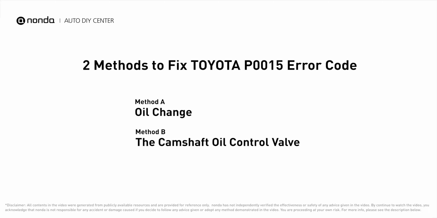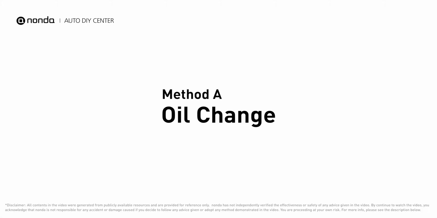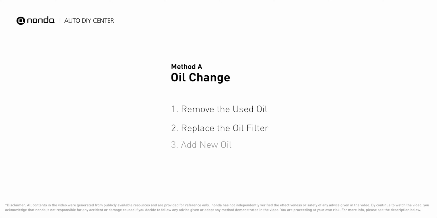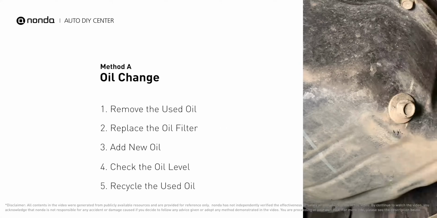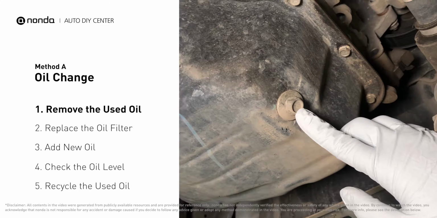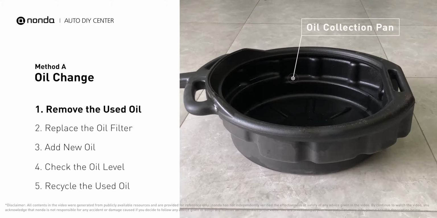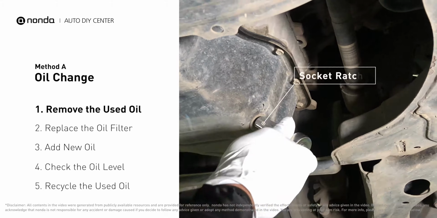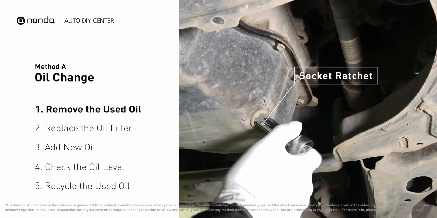Here are 2 of the most practical solutions to fix Toyota's P0015 error code. Method A, oil change. Locate the oil drain plug on your vehicle and place an oil collection pan underneath it. Use a socket ratchet to remove the plug from the oil pan on your vehicle.